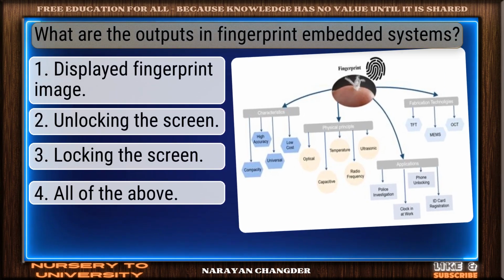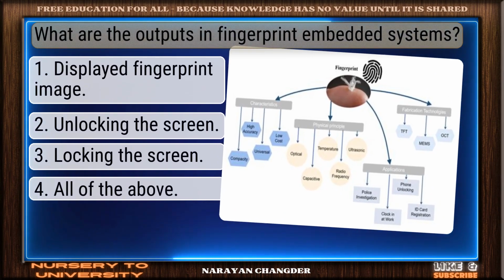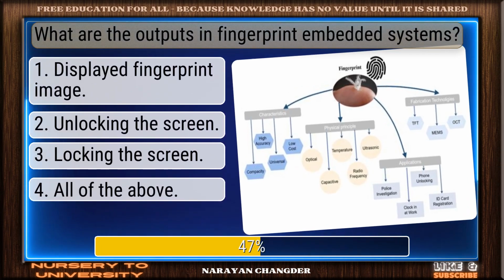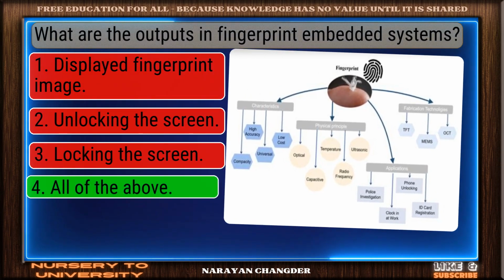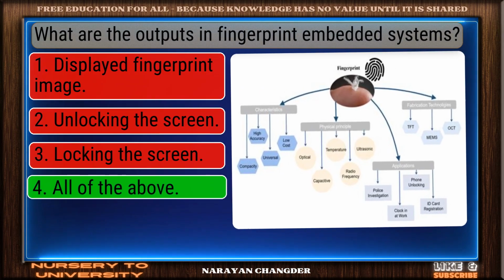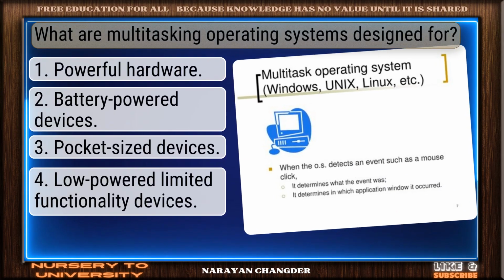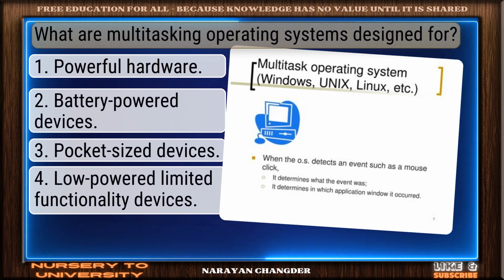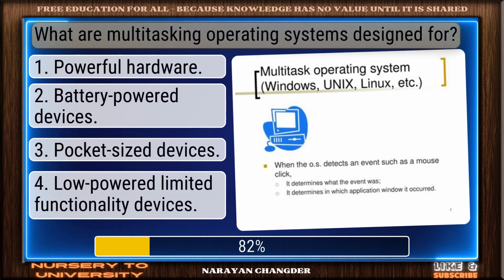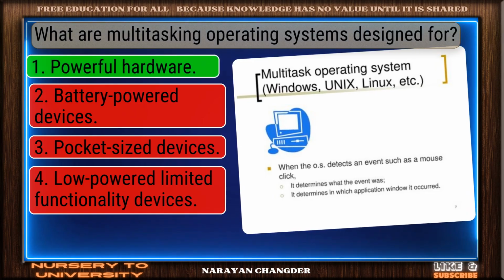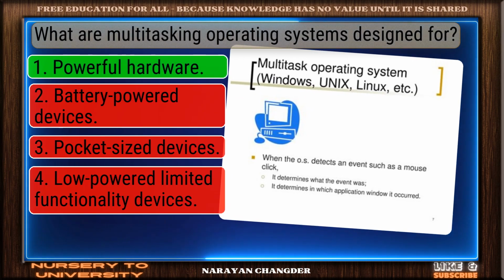Question number 13. What are the outputs in fingerprint embedded systems? Sharp thinking. All of the above is the right choice. Question number 14. What are multitasking operating systems designed for? Smart pick. Powerful hardware is the correct choice.